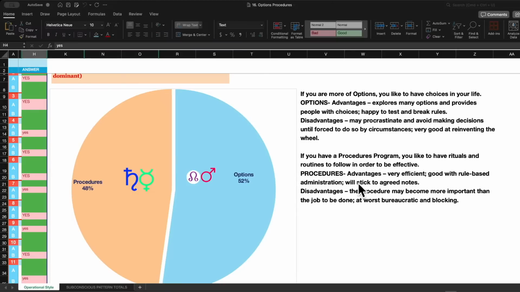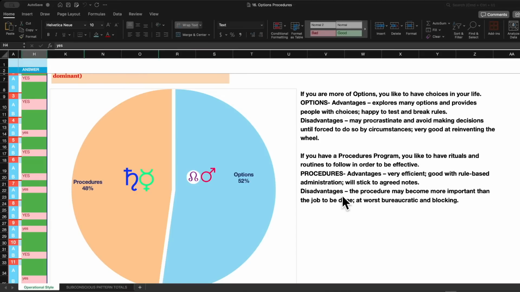Of course, it has its advantages. Procedure advantages: very efficient and good with rule-based administration. Will stick to agreed notes. Taking minutes of meeting in an office, for example. Where are the minutes of meeting? Have we documented this? What specification or standard, international standard, says such and such?